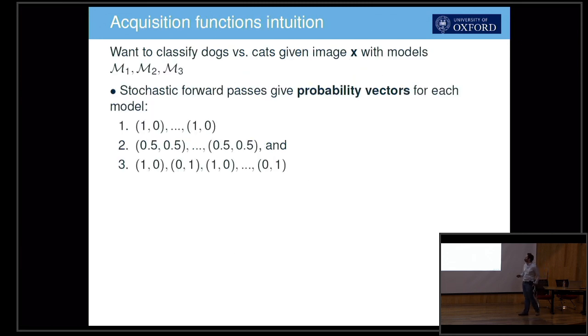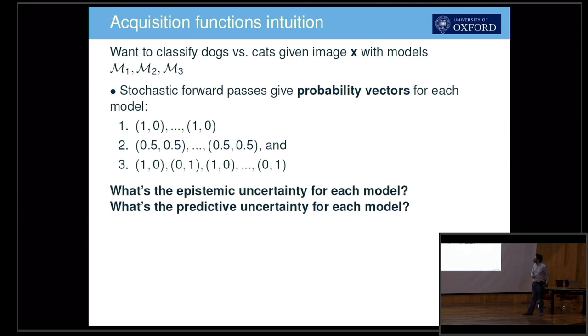Let's try to get a bit more insight into these different uncertainties. Say we have three models, M1, M2, and M3, that classify dogs versus cats. I give it some picture X and feed it to M1. I get a bunch of stochastic forward passes, or draws from the predicted distribution, every time I feed the same input X. Model 1, I get 1 0, 1 0, 1 0, 1 0. Model 2, I get 0.5, 0.5 every time I draw from the distribution. Model 3, I get 1 0, 0 1, 1 0, 0 1. The model keeps jumping back and forth.